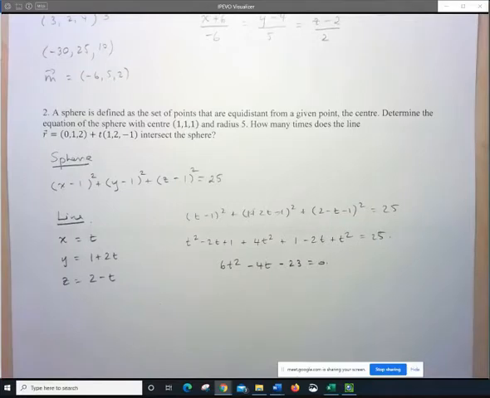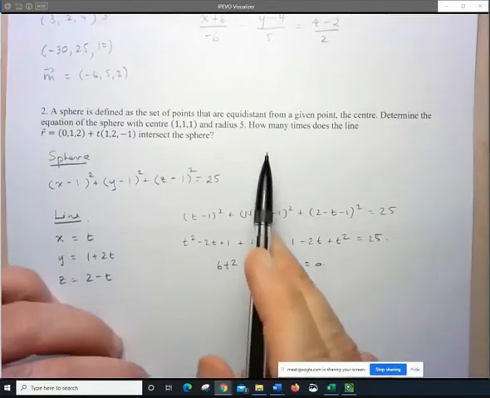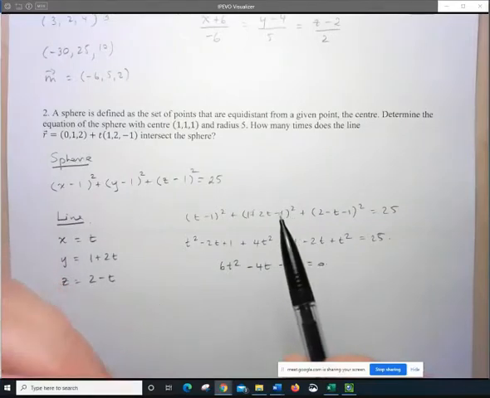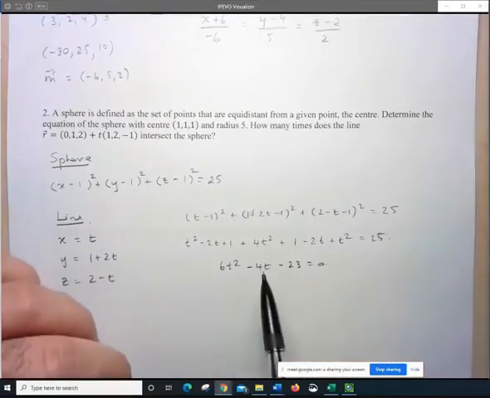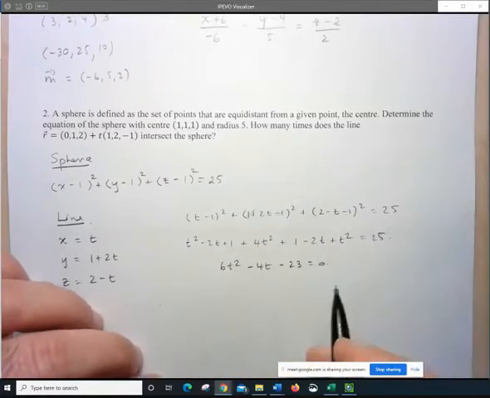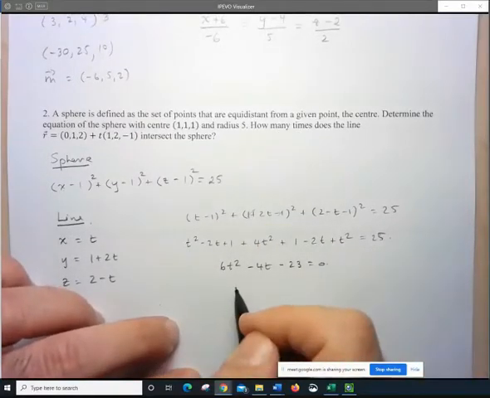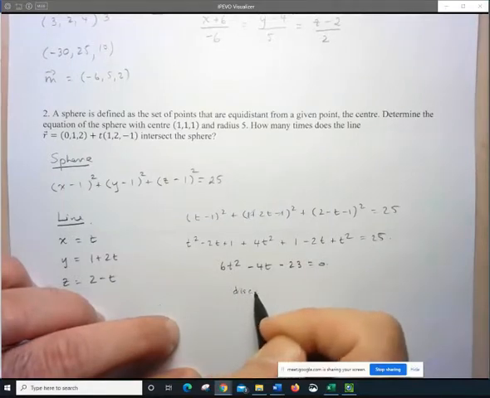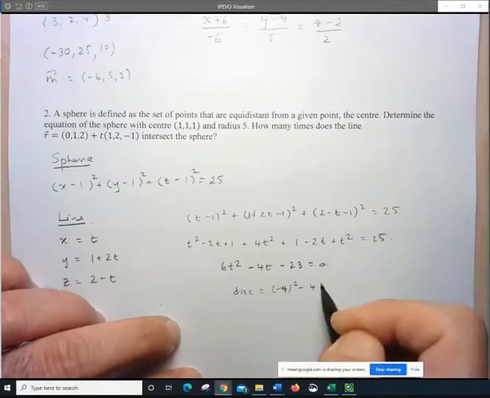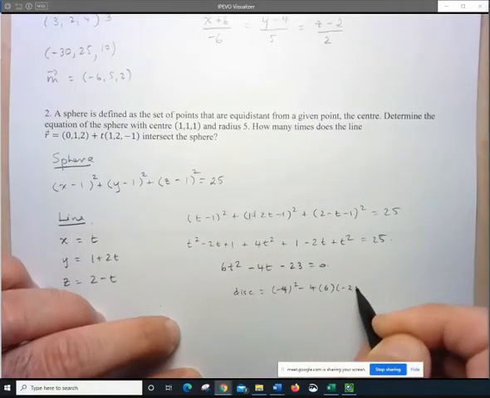You just have to know the number of times the line goes through the sphere. If they were asking me what the intersection points are, I'd have to solve for t and then input it into one of my equations. But here, all they want to know is how many times. So I'm going to use the discriminant, which is b squared, so negative 4 squared, minus 4 times a times c.